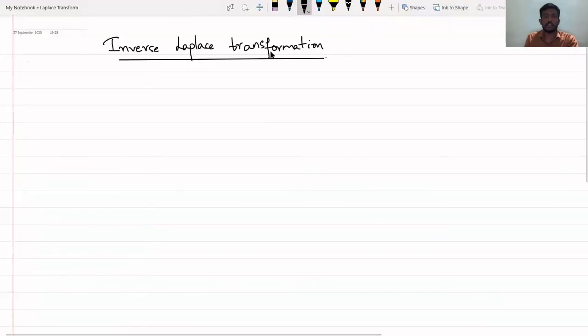Hello everyone. In this video, we study the inverse Laplace transformation. First, we have a look at the definition of inverse Laplace transformation. The definition says like this.